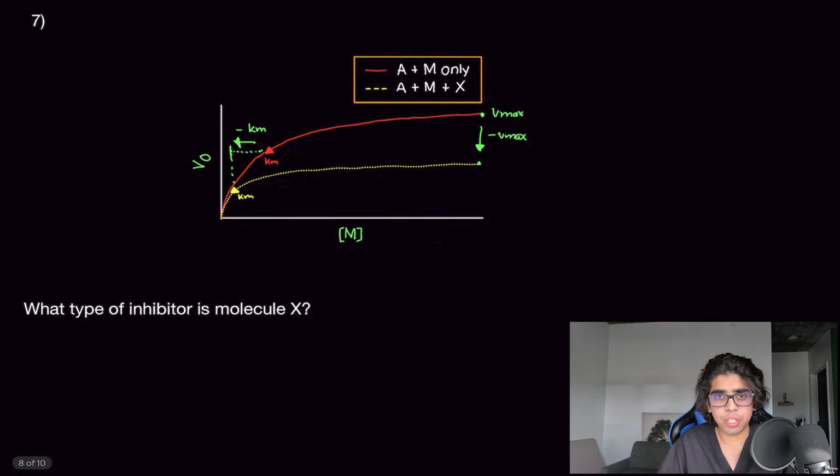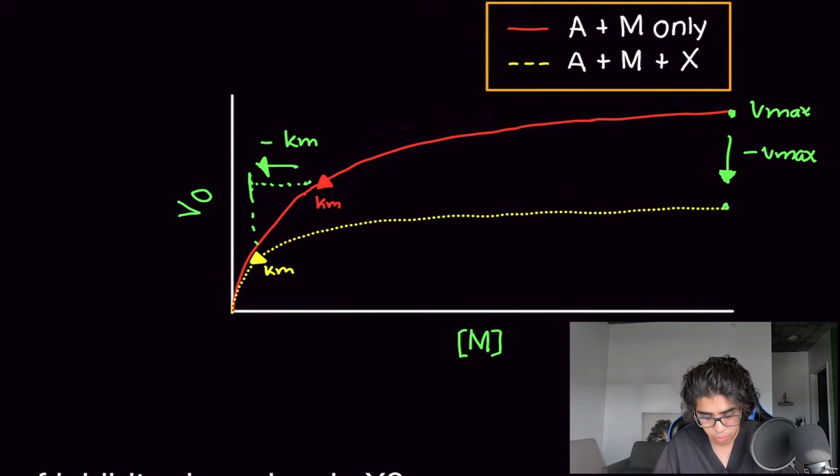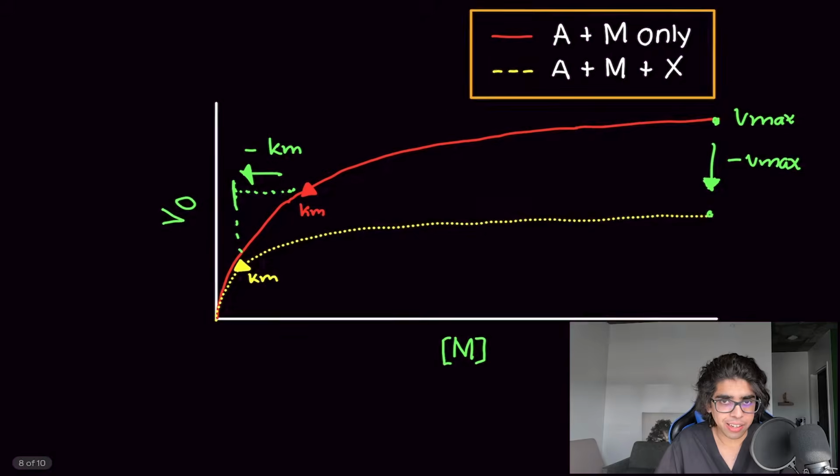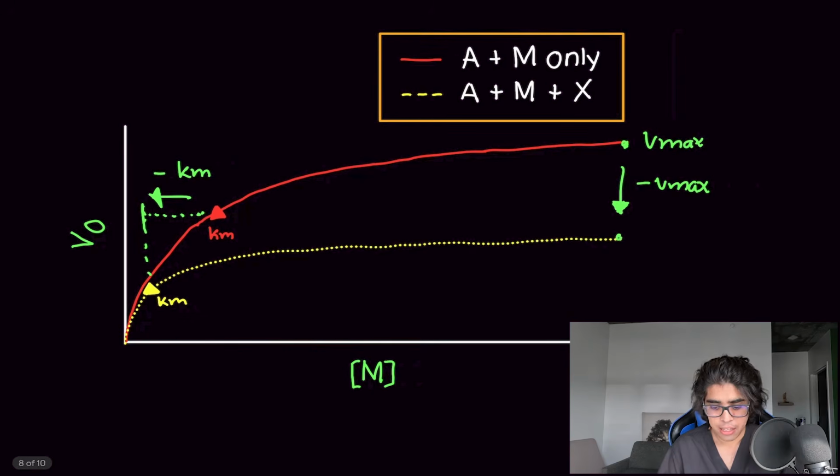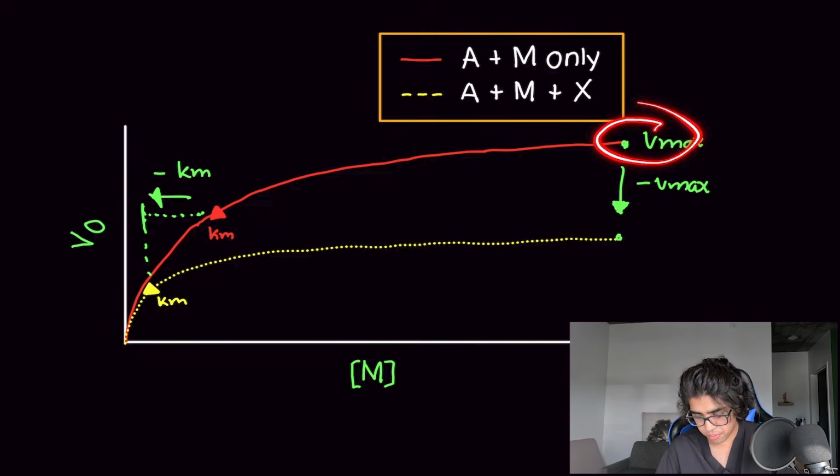Alright, what type of inhibitor is this molecule, molecule X? Here, I accidentally wrote down the answer, kind of. So we can see that we have the original reaction right there. The dotted line is after the inhibitor binds, which is X. Notice that you have a difference of Km and Vmax. From the original reaction, Vmax goes down.